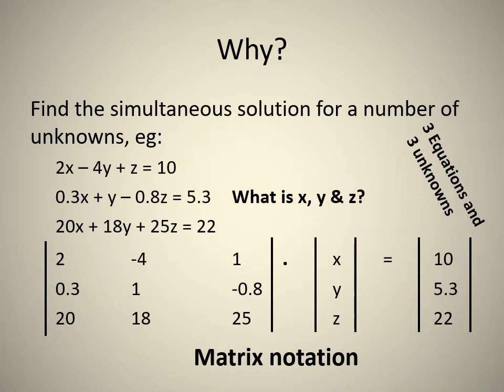The second equation's coefficients are 0.3, 1, and minus 0.8. So that will be our second row in our matrix that we started to create. The third equation then, the coefficients would be 20, plus 18, and plus 25. So we've created what we call a coefficient matrix. It's a matrix full of coefficients. We have 1, 2, 3 rows. We have 3 columns. 3 equations, 3 unknowns. Okay, so that's our first matrix, our coefficient matrix.